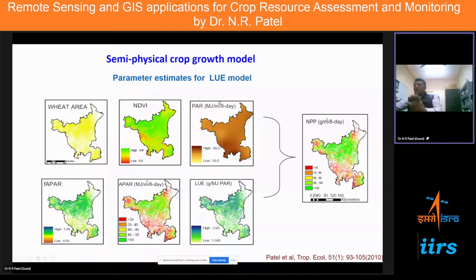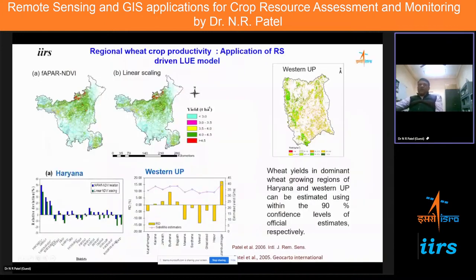When you sum the biomass for every 8 days from emergence to harvest, you get the total biomass. Then the total biomass is multiplied with the harvest index. Harvest index means nothing but the economic yield to the biological yield, which is around 0.35 for the wheat crop. So you finally get the yield. Now you see this is a yield image for one approach, and another approach. You see for most of the districts the estimate is within 10%, so you could forecast.